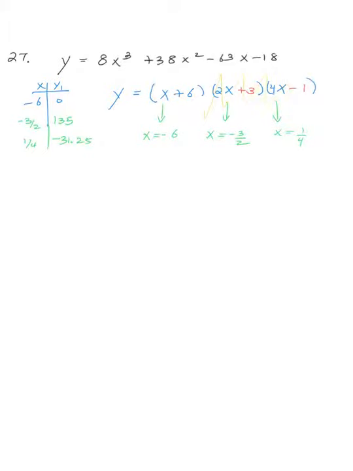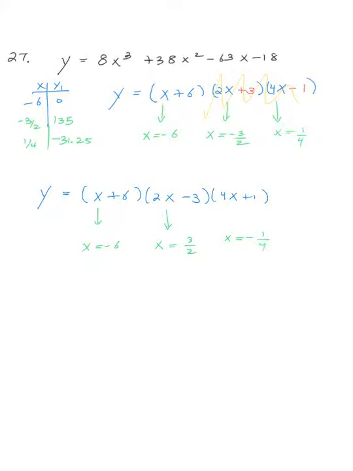So I'm going to go back to the drawing board and say, okay, well, what about 2x minus 3 and 4x plus 1? In my table, again, we know that x equals negative 6 works, but then it would have to be positive 3 halves and negative 1/4. Let's see.